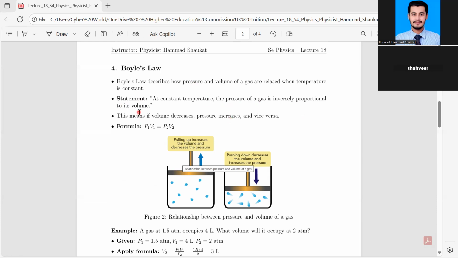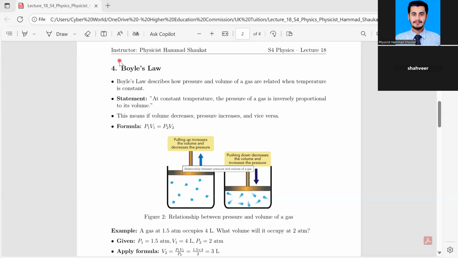What does it mean? It means you must keep the temperature constant, but when you increase the pressure the volume decreases, and when you decrease the pressure the volume increases, because there is an inverse relationship between pressure and volume according to Boyle's law.